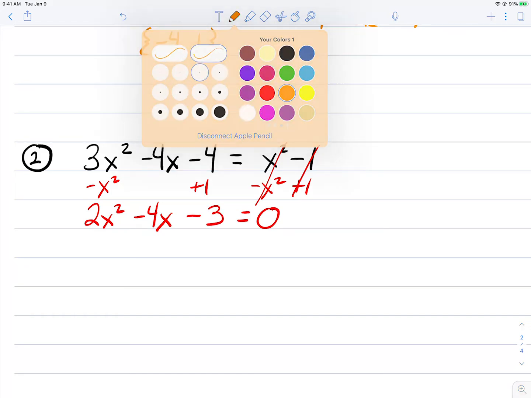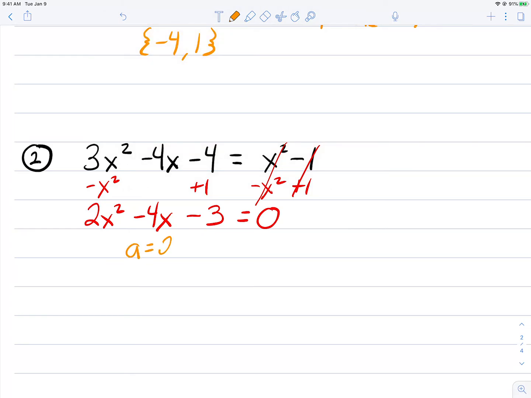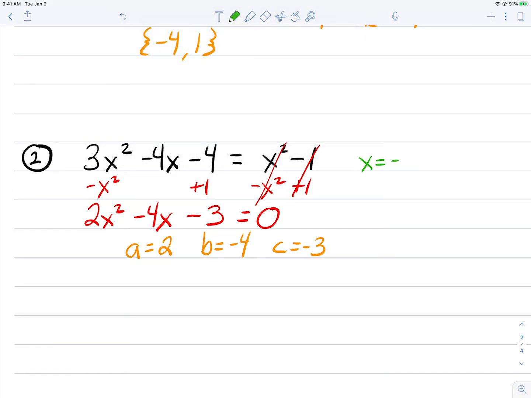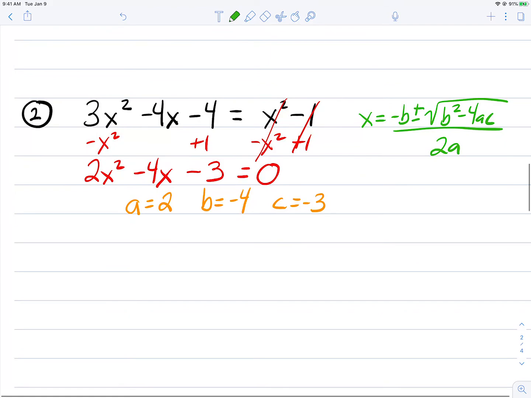So that means that A is a 2, that's the coefficient of x squared, B is a negative 4, coefficient of x, and C is a negative 3, the constant at the end. So again, x equals negative b plus or minus the square root of b squared minus 4ac all over 2a. You can actually say that while singing Happy Birthday. It works. Okay, maybe I'll sing it for you later.